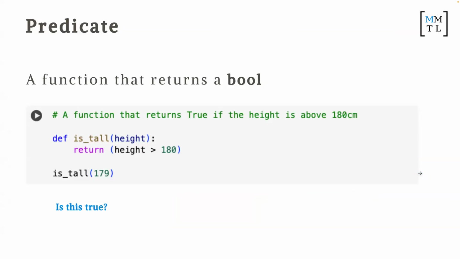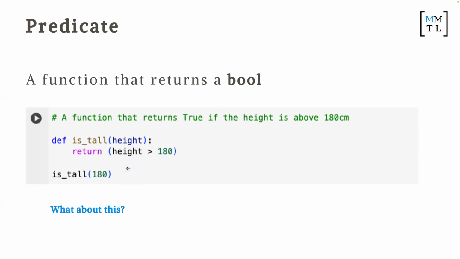Okay. Anyways, so this is another function that can return. I've written it's tall. So if the height is greater than 180, we define it as tall. So is this true here? Yeah, it's not. 179 isn't. What about this? Yeah, because poor guy, he is not greater than or equal to. So it will be no.